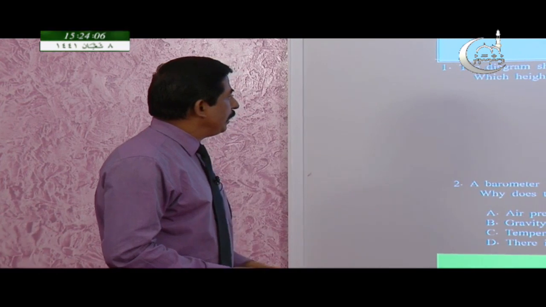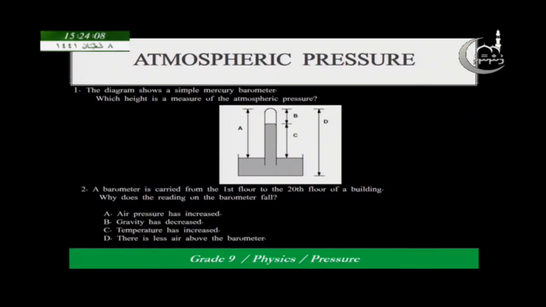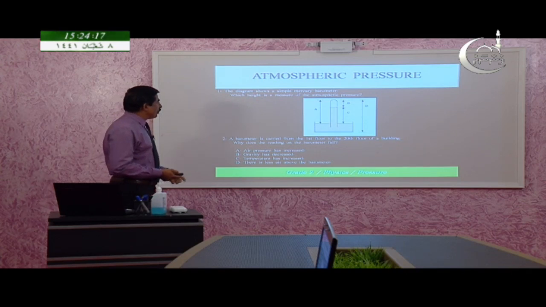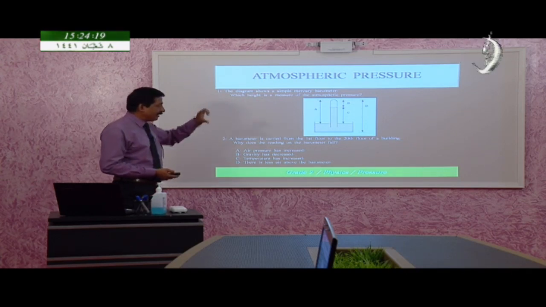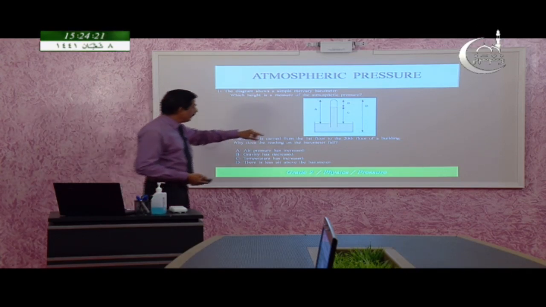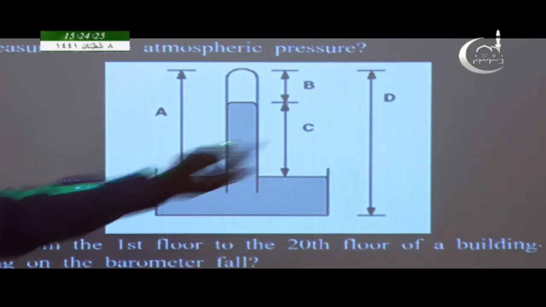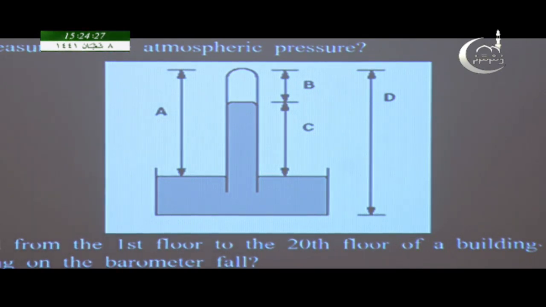First question, the diagram shows a simple mercury barometer. You know what is the use of a barometer? It is used to measure atmospheric pressure. Which height is the measure of atmospheric pressure? That height C, look at this one, from the surface to the top upper meniscus. So this is the answer. All others are not correct.